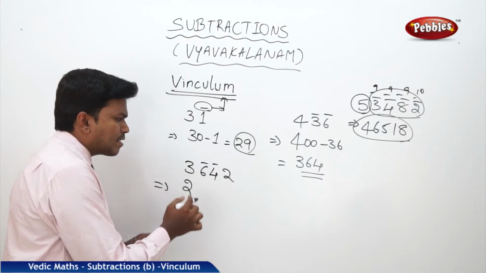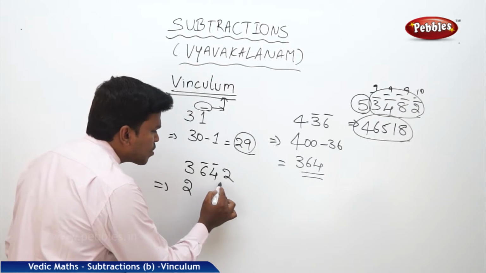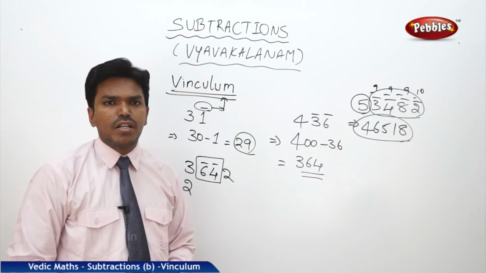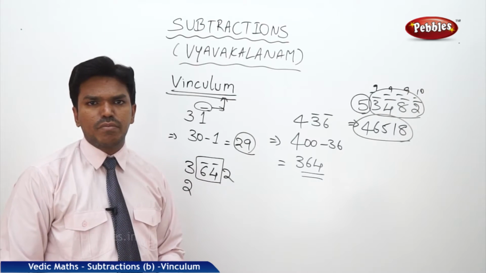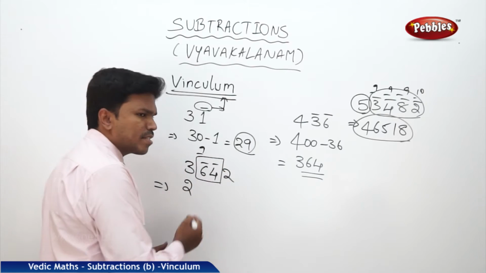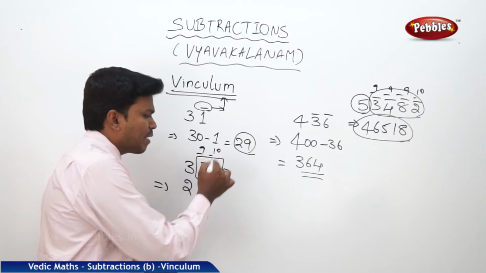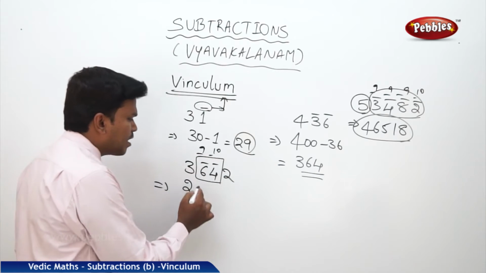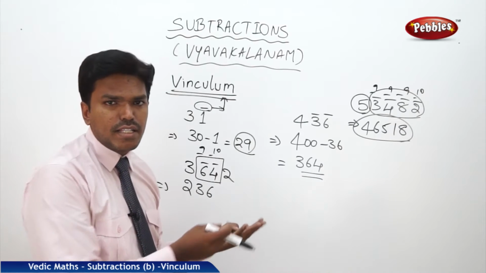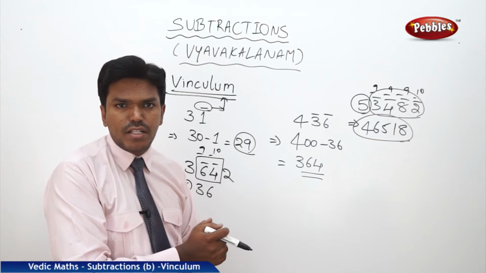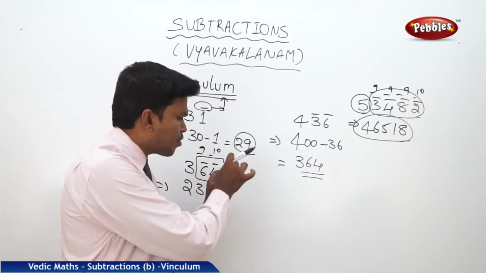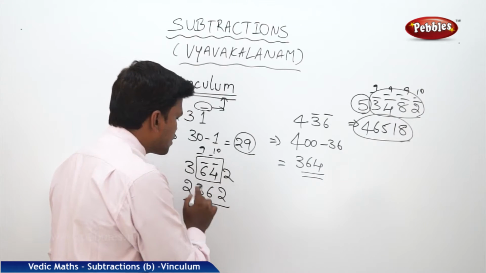How much will it become? 2. But here the bar is only for 2 digits, that is 6 and 4. So apply all from 9, last from 10 for these 2 numbers. For the first number it will be 9 minus 6, but for the second number it will be 10 minus 4. So how much will it be? 3 6. And drop this 2 as it is. Why? Because it doesn't have any bar on it. It is not a Vinculum number, it is a normal digit only. So just drop it as it is. So your answer is this one.